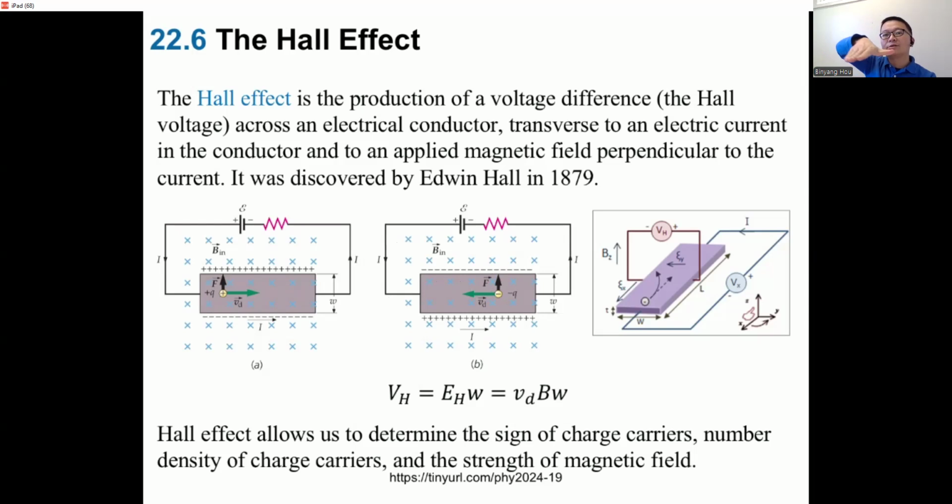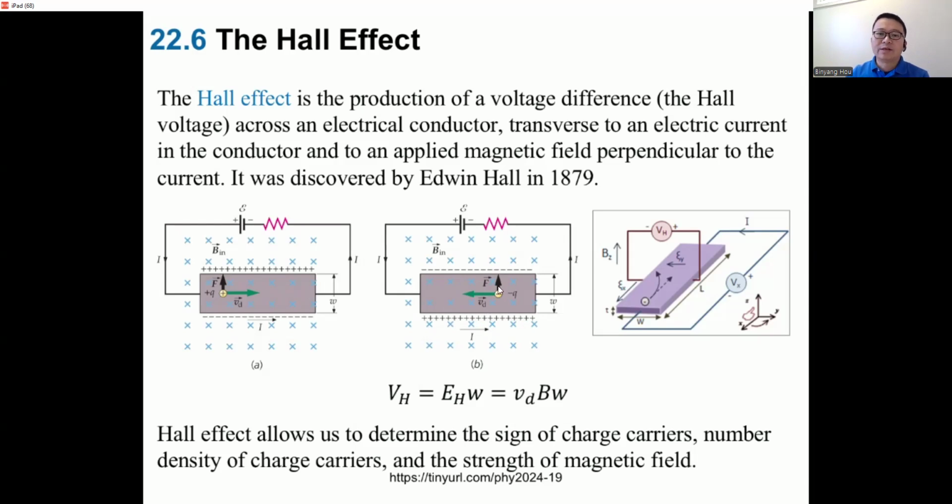So again, your thumb goes in the direction of the velocity of the charges, and your forefinger goes into the paper. Now your palm is facing down, but this is negative charge, so you flip it. Okay, so again, force will be upward. So now negative charge will be deposited on the top here, and positive charge will be on the bottom here. So when you measure negative voltage, then you know the charge carriers are going to be negative charges. Okay.